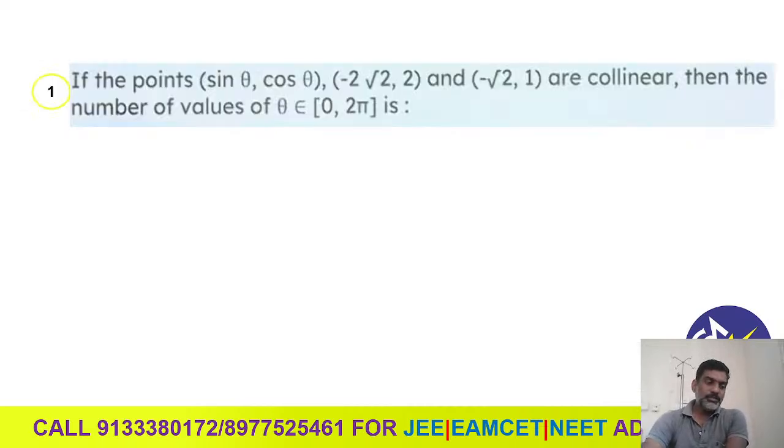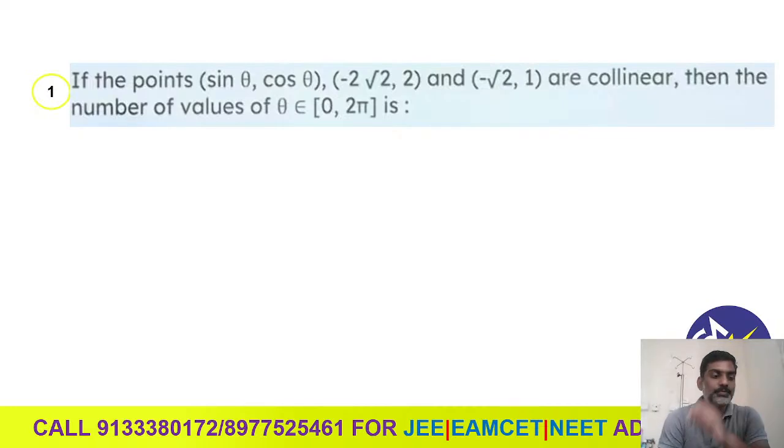Okay, then let us see the questions. Question number 1. If the points sin theta comma cos theta, minus 2 root 2 comma 2, and minus root 2 comma 1 are collinear, then find the number of values of theta belonging to 0 comma 2 pi.